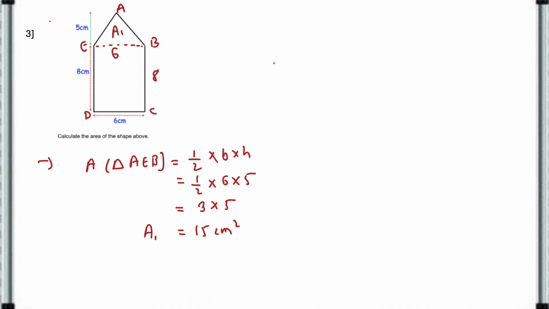And next, area of rectangle EBCD. Now you can see here, this is the rectangle. Why? Because length is here 8 centimeter and width is 6, right? So the formula is length into width. So length is 8 and width is 6. So 8 times 6 will be 48, right? This I'm considering A2, second area.